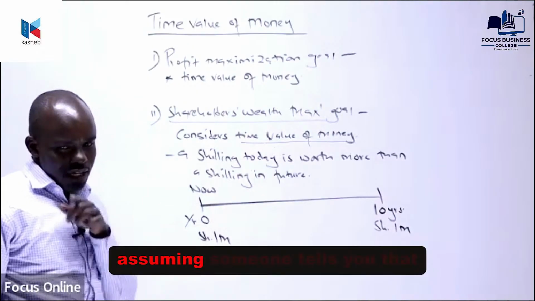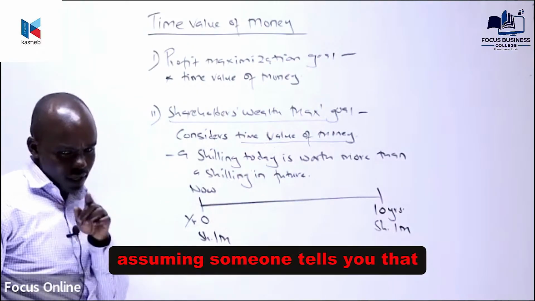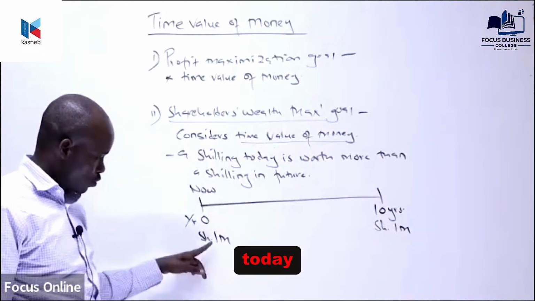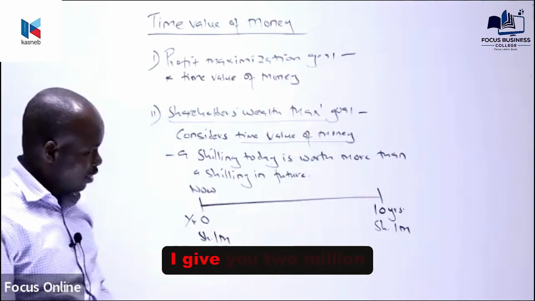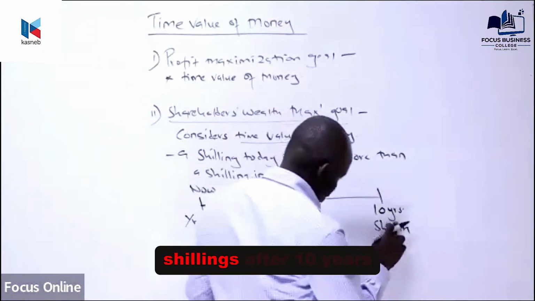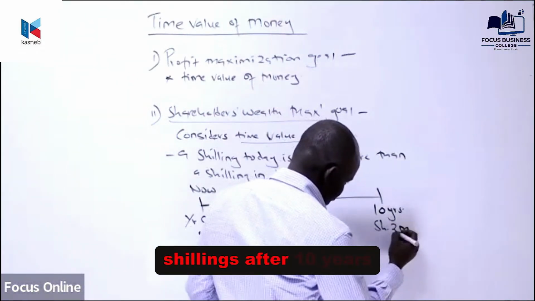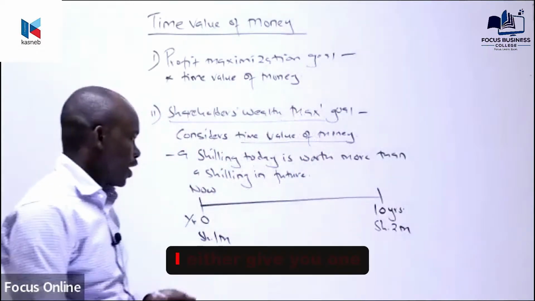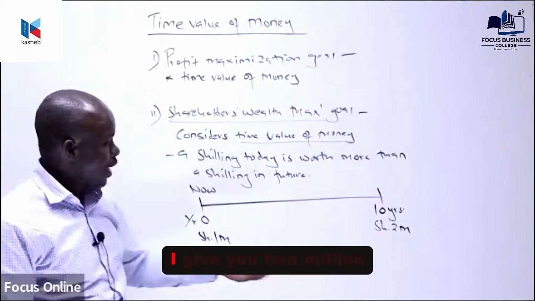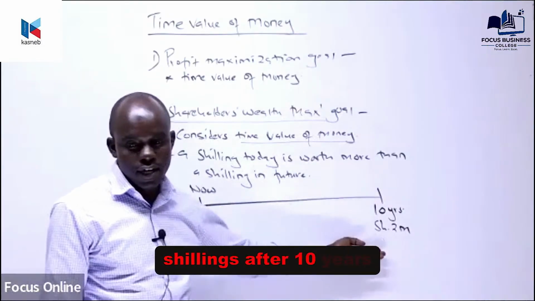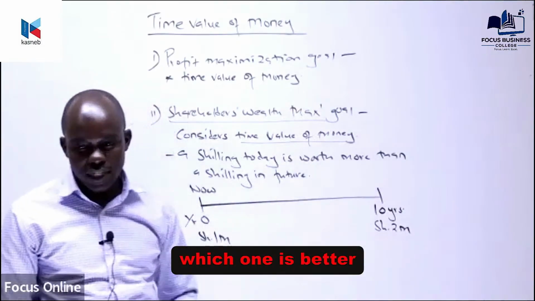So we're saying the value of 1 million shillings today, if you remember what I said, assuming someone tells you that I give you 1 million shillings today, or you wait, I give you 2 million shillings after 10 years. Which one is better?